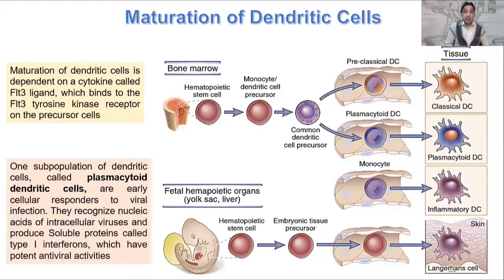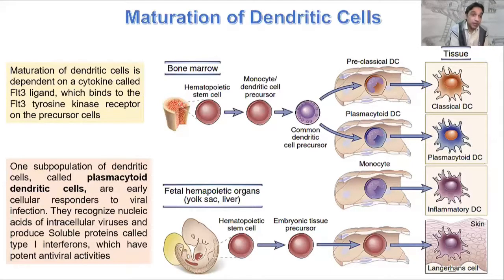When viruses attack our cells, our cells produce some proteins, create some response, which are called interferons. They're called interferons. Usually, they are produced out of the viral infection. So, plasmacytoid dendritic cells.